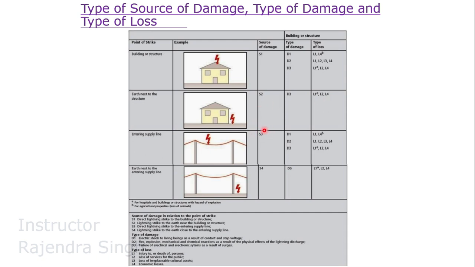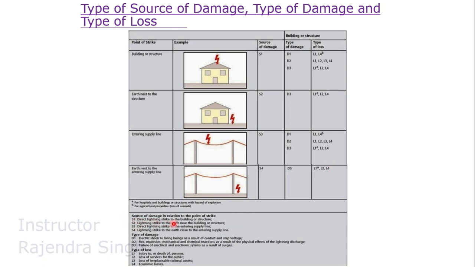If the source of damage is S3, this can again give rise to damages D1, D2 and D3, the same way we saw for source of damage S1. D1 can lead to L1 and L4. D2 can lead to losses L1, L2, L3 and L4. And D3 can lead to losses L1, L2 and L4. Source of damage S4 can only give rise to damage D3, the way it is seen for S2, and eventually can lead to losses L1, L2 and L4.